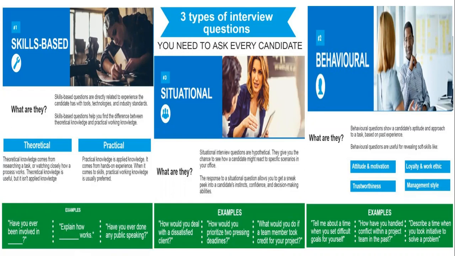Explain how this works. Have you ever done any public speaking thing? So this is public speaking, which we can say is a skill, and we are asking about that first. The second one comes the behavioral questions, the behavioral content.